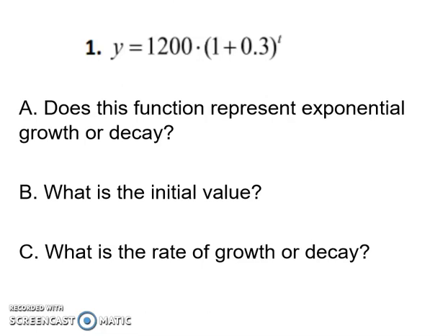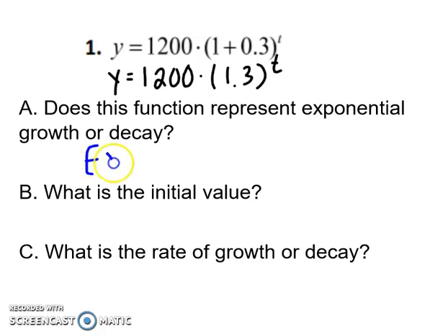So typically, we won't see this written out as 1 plus 0.3. We are going to see this function as y is equal to 1,200 times 1.3 to the t. But since it is written with the plus, it is easier for us to identify that this is an exponential growth. So this is an exponential growth.